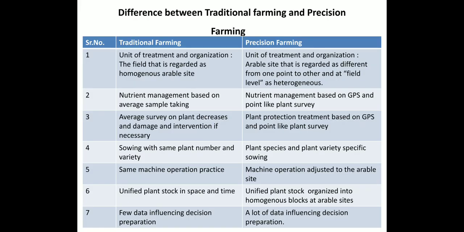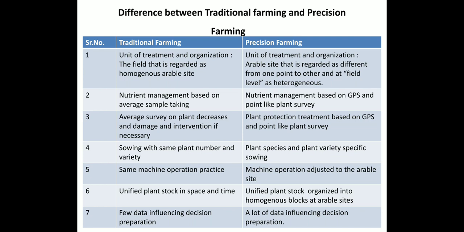Then we can see the next major point, that is the difference between traditional farming and precision farming. In traditional farming, for the unit of treatment and organization, the field is regarded as homogeneous arable sites. But in precision farming, the arable sites are regarded as different from one point to another, that is, the field level is heterogeneous. In short, in traditional farming the fields are regarded as a homogeneous structure, and in precision farming the fields are considered heterogeneous.